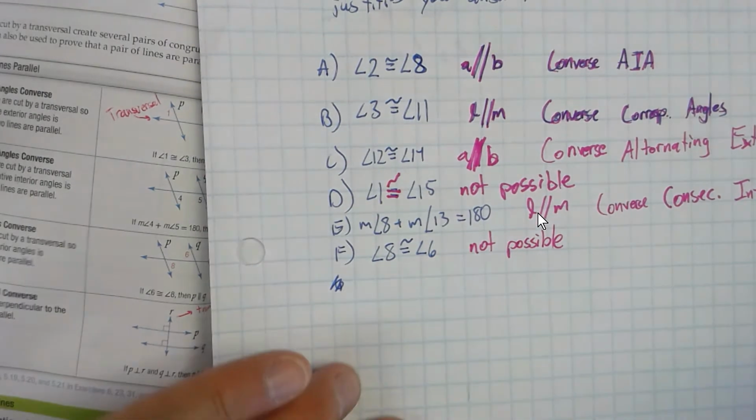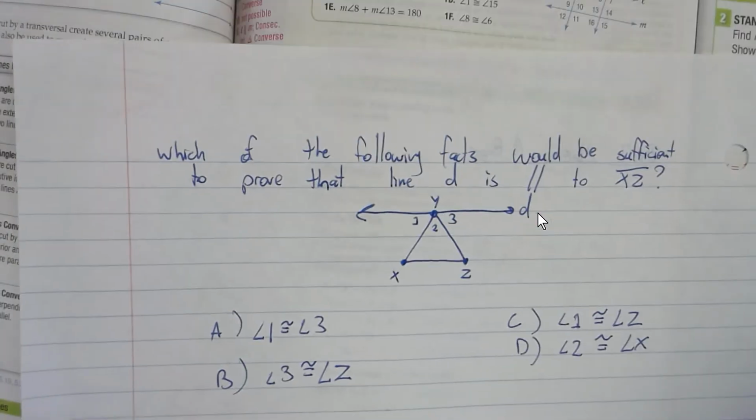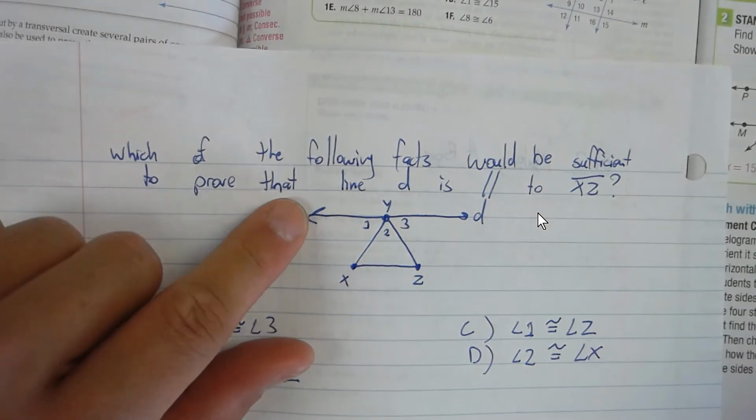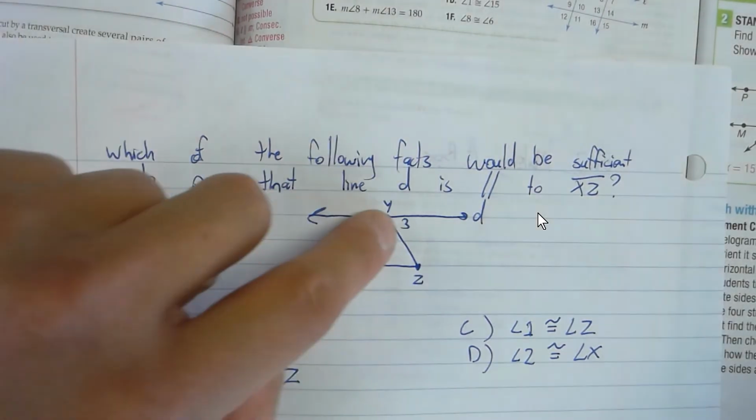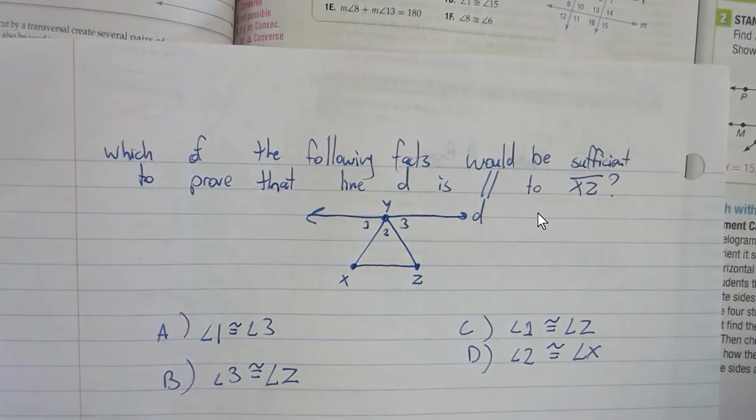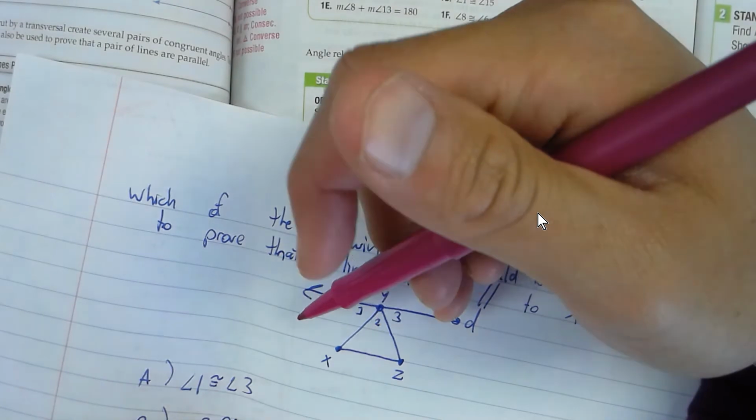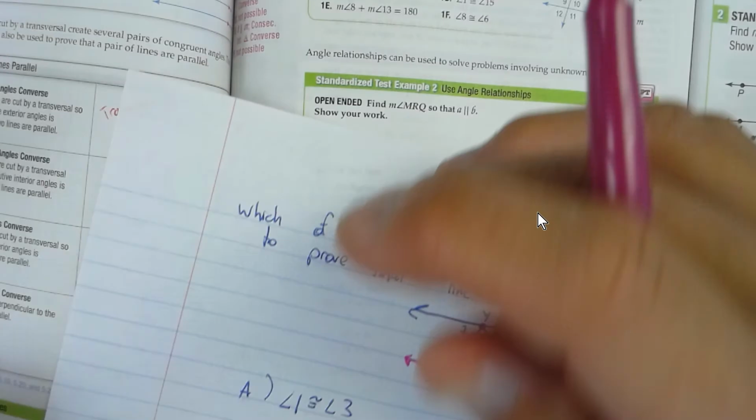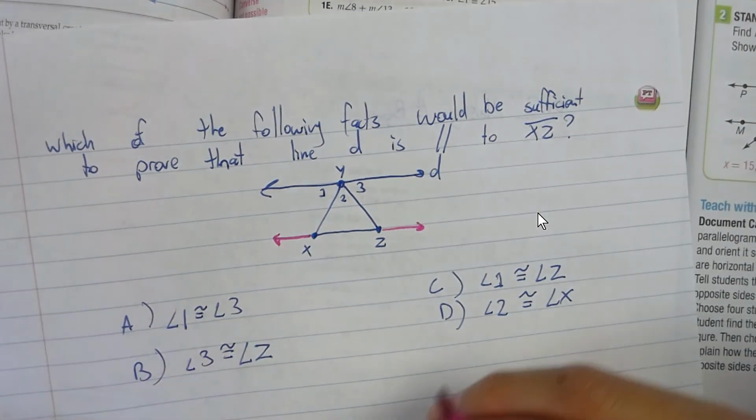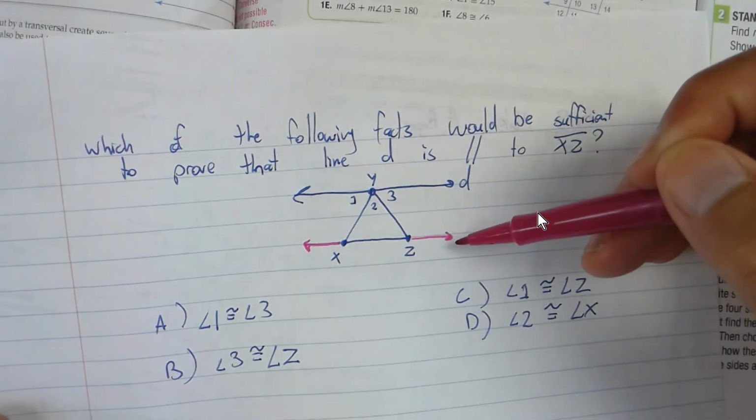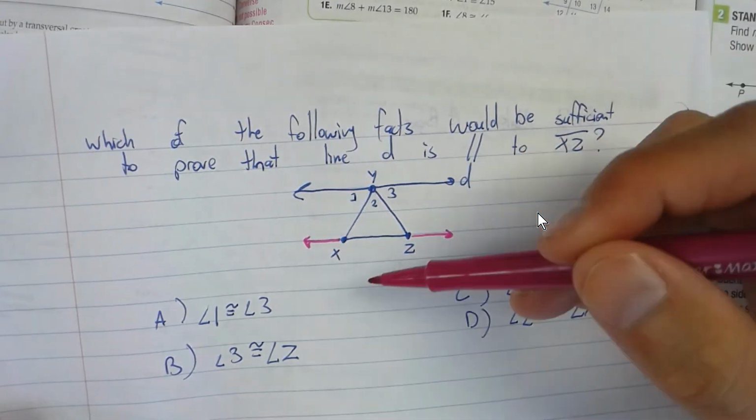We're going to do one more example, and this is the last example. Which of the following facts would be sufficient to prove that line D, so this is line D, straight across, is parallel to line XZ. So my suggestion is to maybe continue this line so you can see a little bit easier that this line and this line are supposedly parallel. But what would prove that? Which of these statements would prove that?